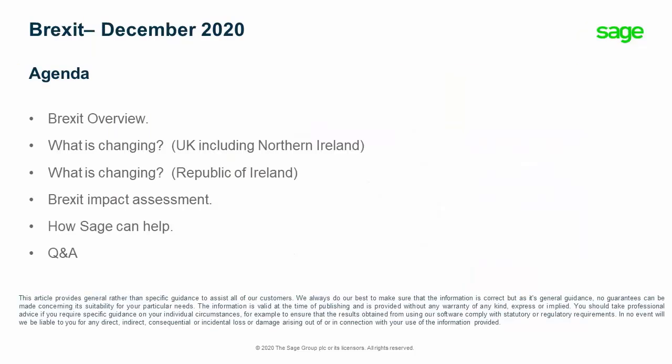Let's take a look at today's agenda. So we'll start by giving you a quick overview of Brexit. We'll then move on to what's changing, starting with the UK including Northern Ireland, then moving on to cover the Republic of Ireland. It's absolutely worth creating a Brexit impact assessment to see what changes you may need to make within your business, and we'll cover an example of that. We'll then focus on how Sage can help. As part of this, we'll look at the new functionality within both Sage Business Cloud Accounting and Sage 50 Cloud Accounts that will assist you in processing under the new legislation.